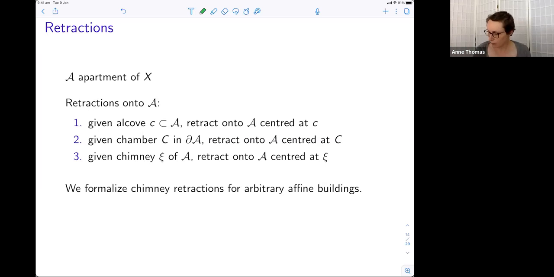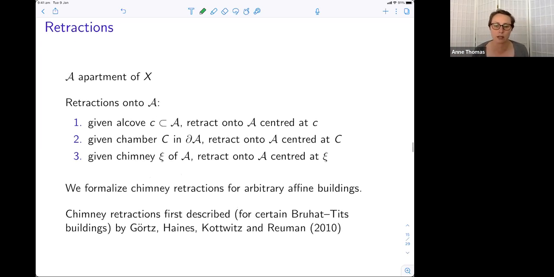So this was first described, and I'm saying described rather than formalized here, for certain Bruhat-Tits buildings. These are affine buildings coming from algebraic groups over non-Archimedean local fields. They were first described, so far as we know, in a paper of Görtz, Haines, Kottwitz and Reuman from 2010. Their interest was in affine Deligne-Lusztig varieties, and I will say something about those right at the end. There is an algebraic motivation for this, but we do this for arbitrary affine buildings.